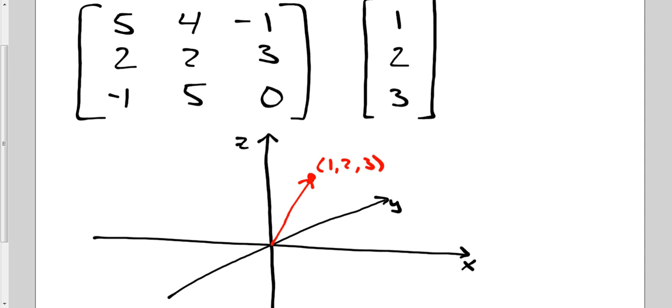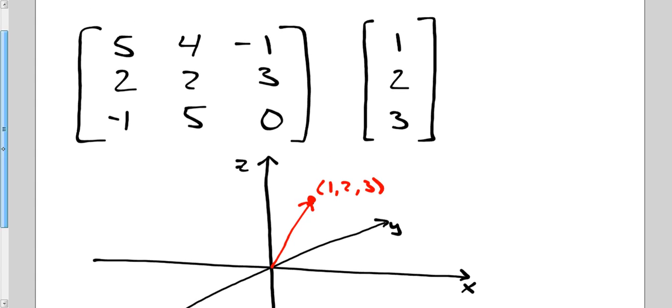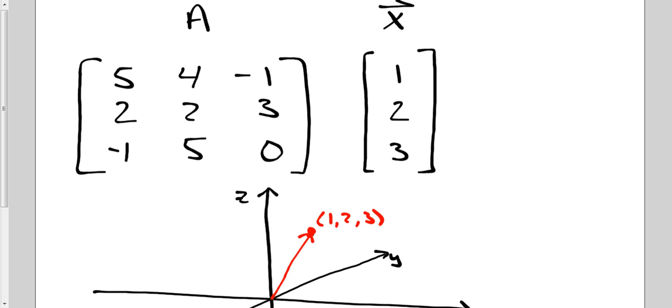The power of this is this allows me to go to 4 dimensions. How big would x be if I was in 4 dimensions? It'd be another entry down here, right? How big would A be if I was in 4 dimensions? It would be another row down, but it would also be another column across, right? It'd be a 4 by 4 matrix. How many rows or columns would A be if I was sitting in 10 dimensions? 10 by 10. Okay? There's a lot of power in this.